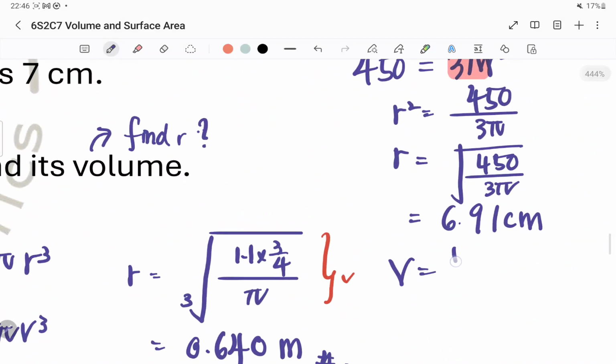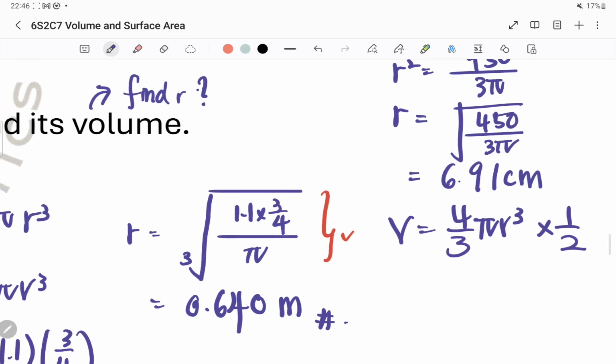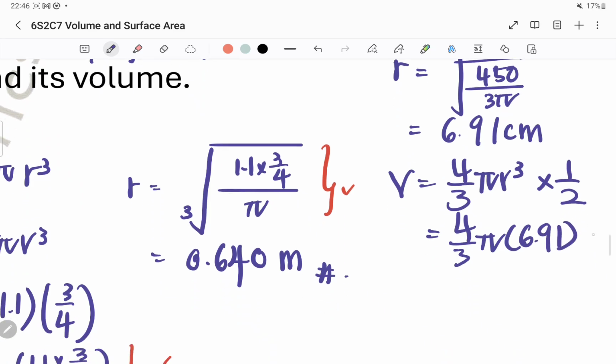Okay, so volume equals 4 over 3 pi r cubed, correct or not? But don't forget this is a hemisphere, so you multiply 1 over 2 on the other side. So 4 over 3 times pi times 6.91, you already saved your answer, then multiply 1 over 2. So put into your calculator 4 over 3 times pi times the saved answer cubed, multiply 1 over 2, divided by 2. So you should get 691 cm cubed.